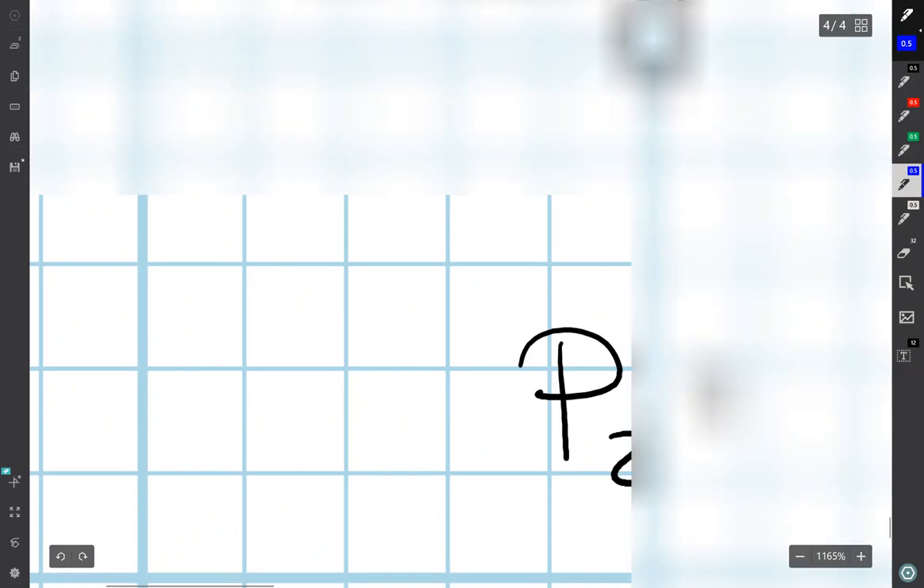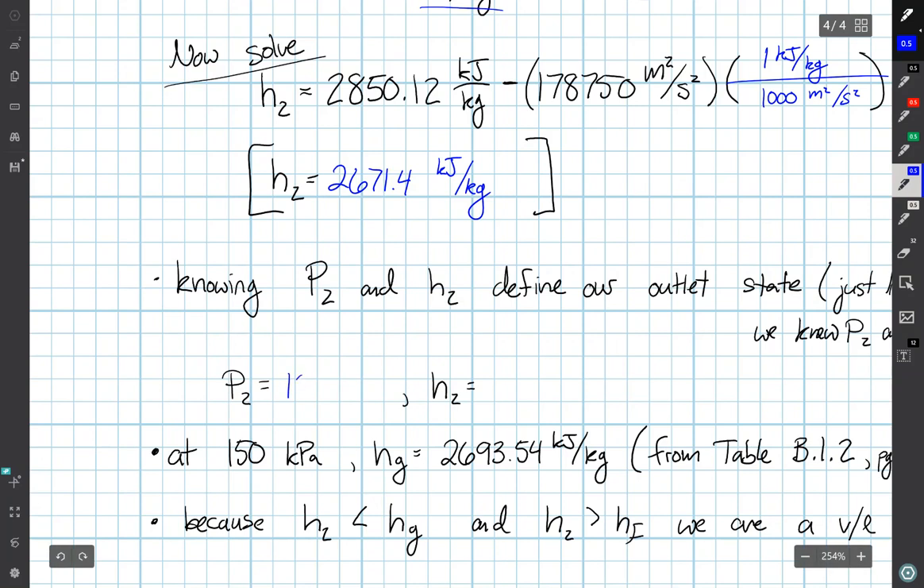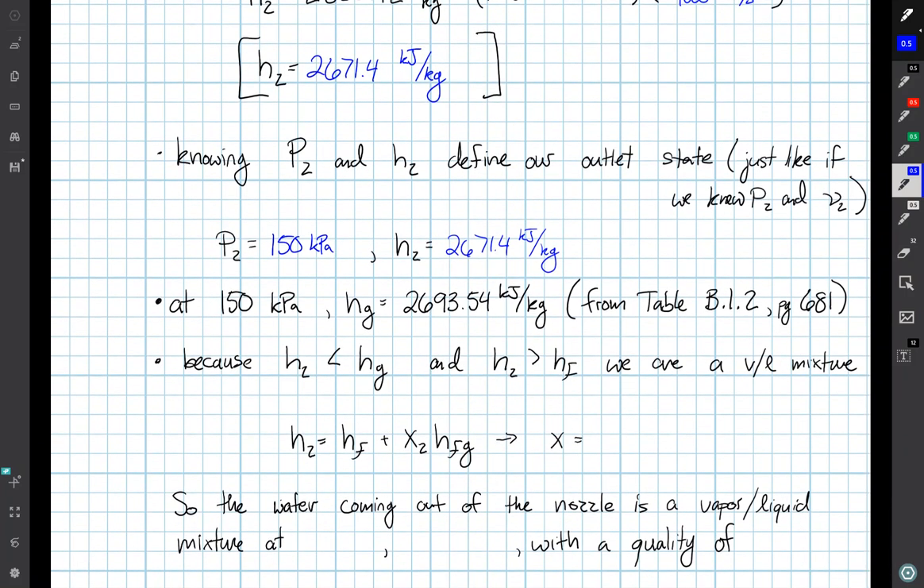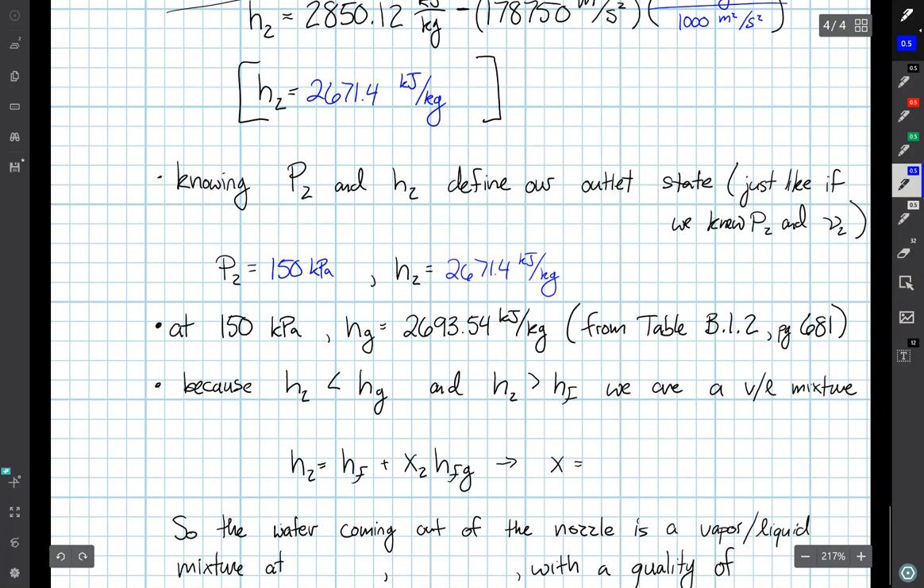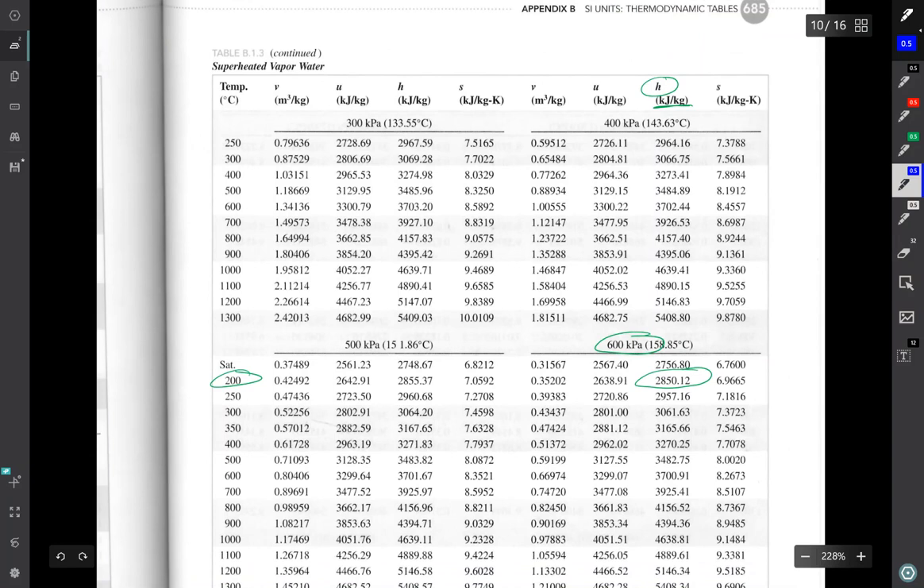Now, if we know our exiting pressure, P2, right? P2 was given in the problem. P2 was 150 kilopascal. And we know now from our energy balance the exit enthalpy, 2671.4 kilojoules per kilogram. We can look now in our tables and figure out everything else about that state. So we'll look back at our table. So we have 2671.4 and 150. So we're going to go back to our steam tables.